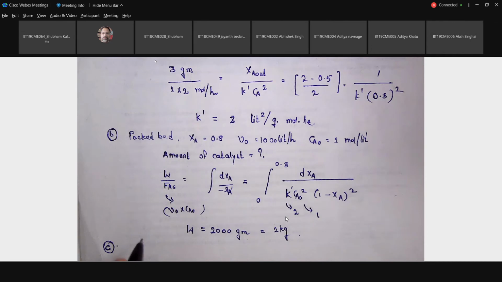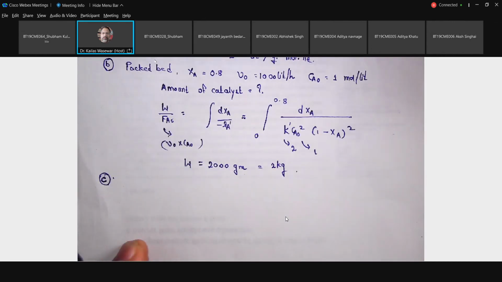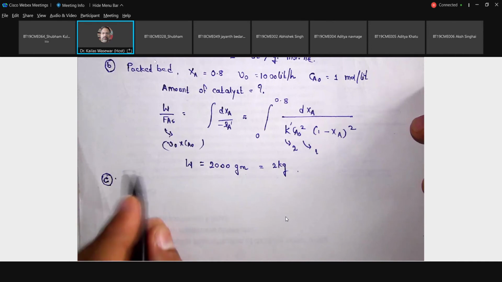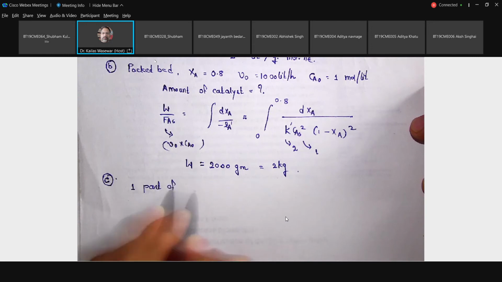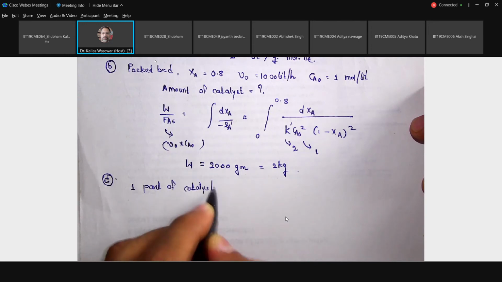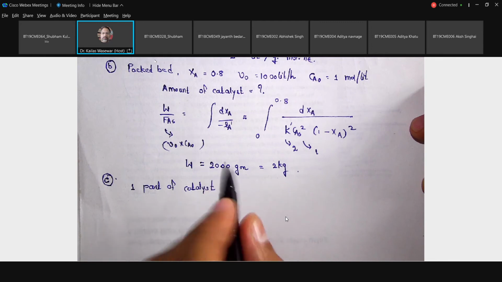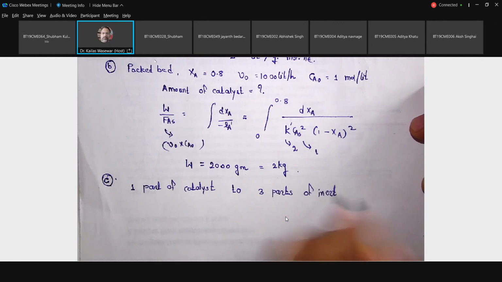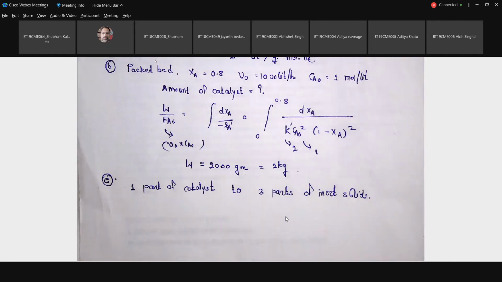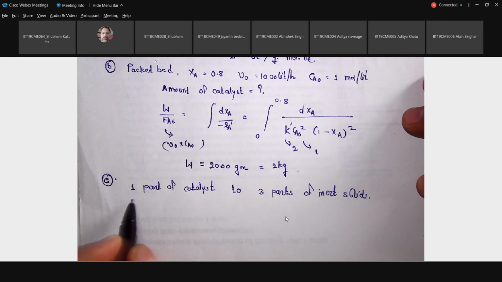In a similar case, in this particular part B, there is a reactor which is packed with one part of catalyst and 3 parts of inert solids. That means, suppose there is one part of catalyst and 3 parts are inert solid. So the total amount will be what?